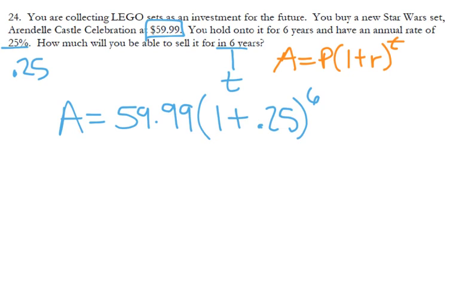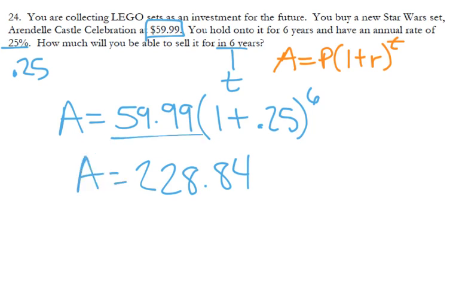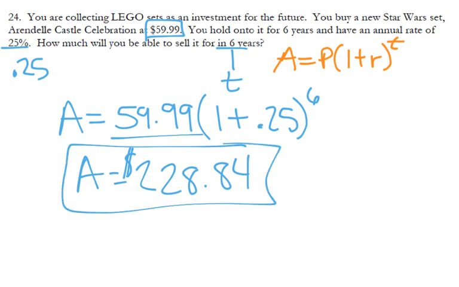So I type my stuff into the calculator, just as it is, hit enter, and we get $228.84, which really isn't that bad. It doesn't seem like a lot, but considering you only paid $60 for it and then just let it sit there and did nothing with it, you're almost quadrupling the amount of money it's worth just by giving it 6 years. Not a bad investment.